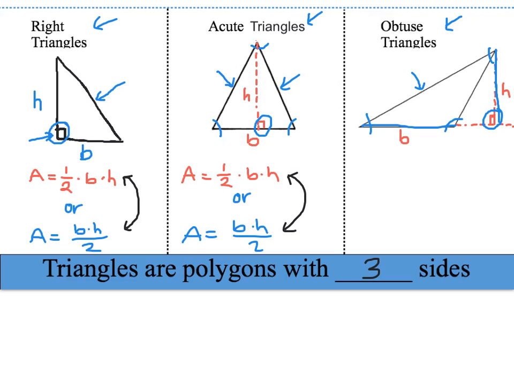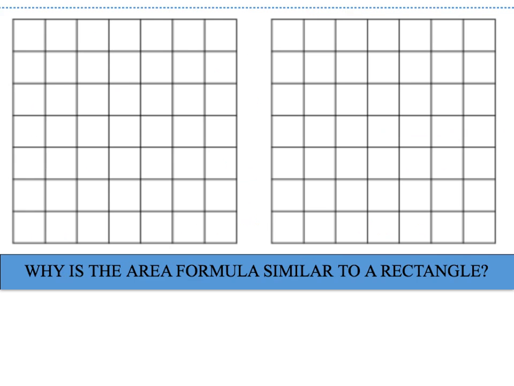So let's go ahead and take a look at our formula. We can also use area equals 1/2 times the base times the height. Or you can use area equals base times height divided by 2. So let's use these key concepts to discuss the following examples. So why is the area formula of a triangle similar to the area formula of a rectangle?